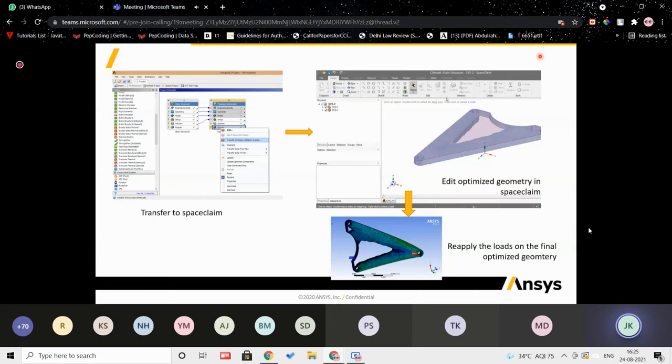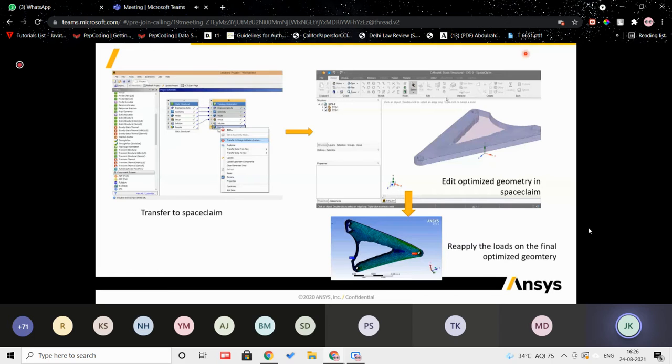Once it is done, for a second check, you need to take the components which you edited in the SpaceClaim. So the component, what you are doing is the static structural, transferring to topology optimization, and then getting that optimized component. You are taking it to SpaceClaim for geometry editing, and then you are bringing it back to the static structural, reapplying the loads and seeing whether the stress is within the limit or not.